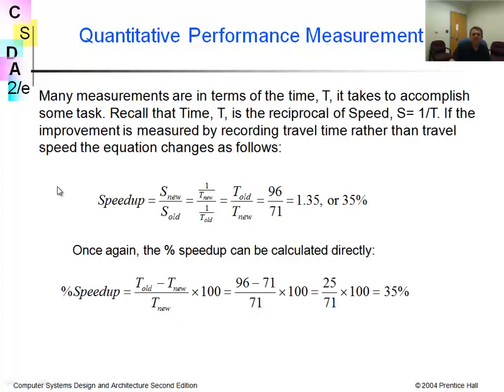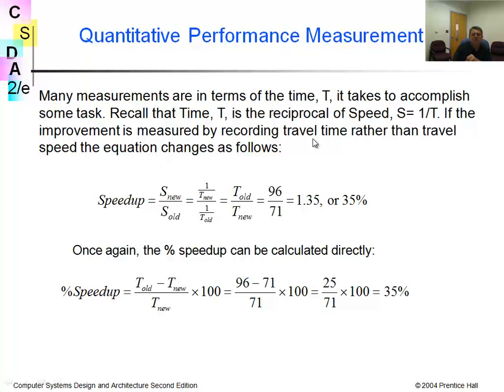Now, if you remember, we said the frequency or the clock tick is the reciprocal of the clock period, or vice versa. All right. So here's what we are saying. Many measurements are in terms of time, t, it takes to accomplish some task. Recall that time t is the reciprocal of the speed. So S is 1 over t.